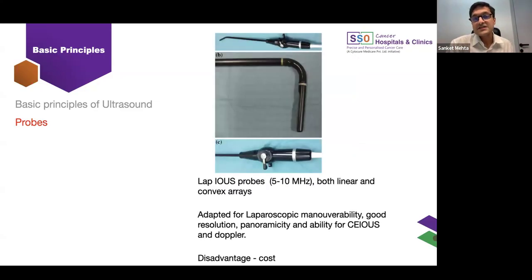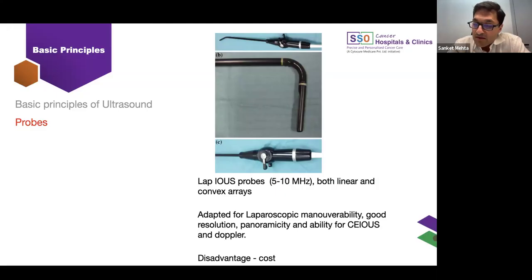Of course, for minimally invasive surgery, we have two probes. This is the standard laparoscopic probe, which I feel, for at least laparoscopic surgery, is actually better than the drop-in robotic probe. It has got a 5 to 10 megahertz range, and it has got both linear and convex arrays. It is very well adapted for maneuverability. The Fujifilm probe has got these two joysticks, which are for the up and down and the lateral movements.